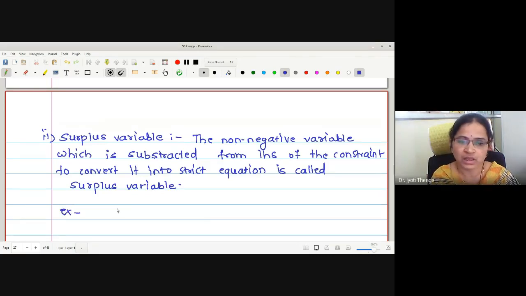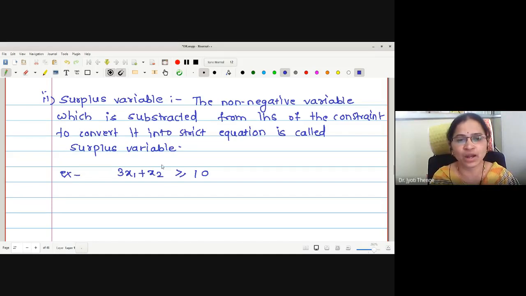For example, suppose I have this inequality 3x1 plus x2 is greater than or equal to 10. Now in order to convert this inequality to a strict equation, here we can easily observe the left hand side has a greater amount than the right hand side. Therefore, whatever is that surplus amount, extra amount on the left hand side, we will reduce it so that it will become an equality.